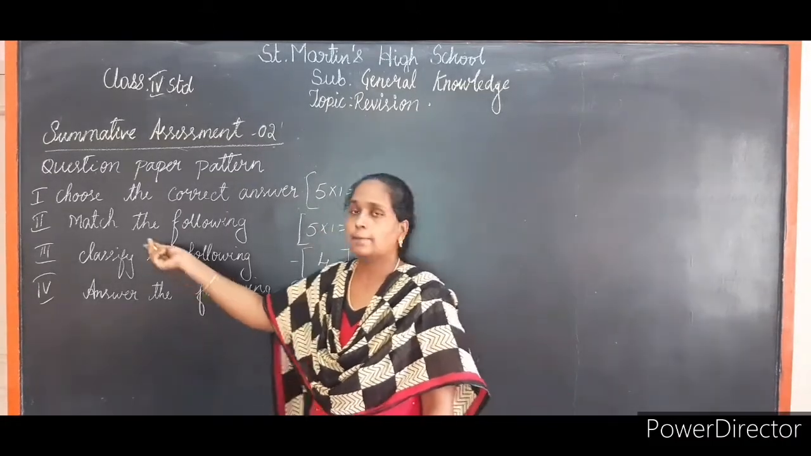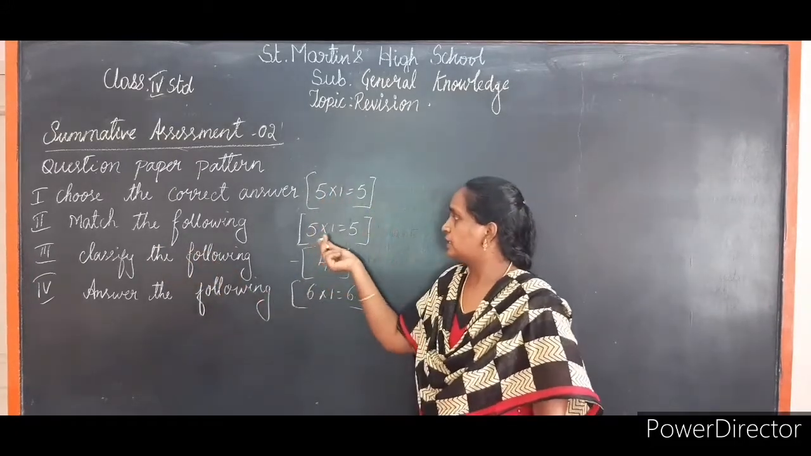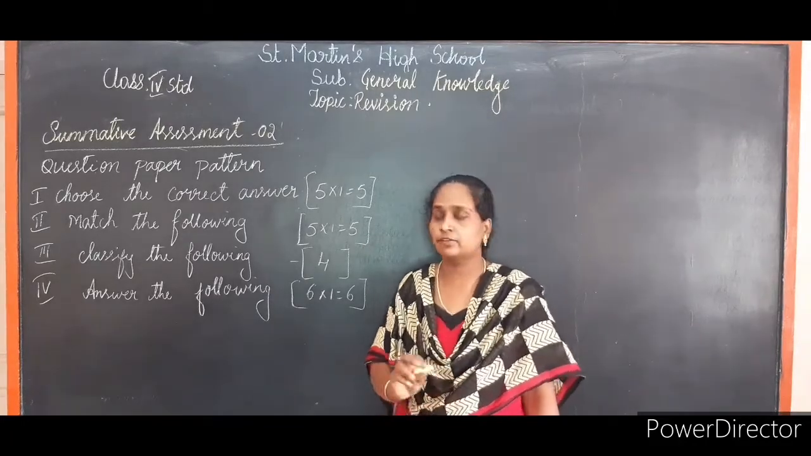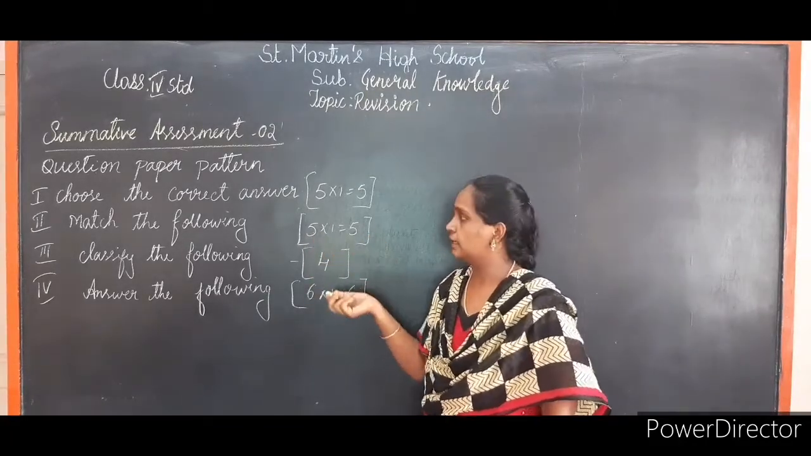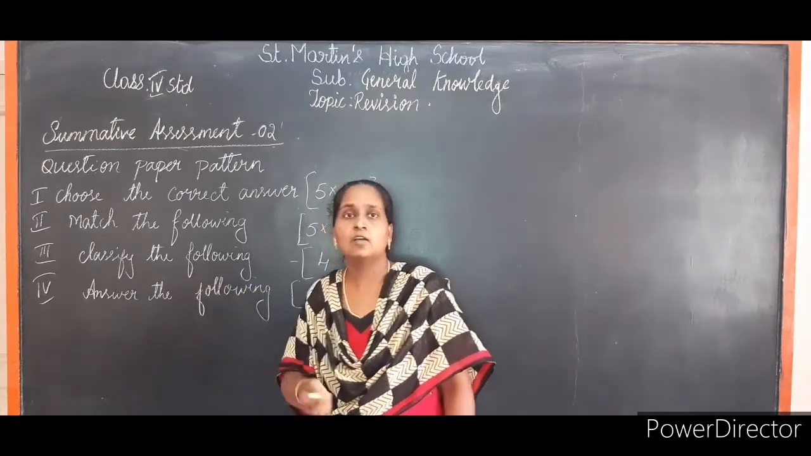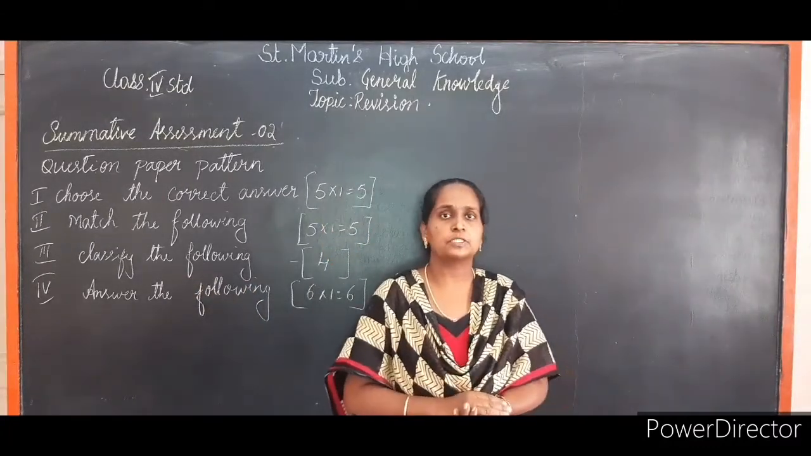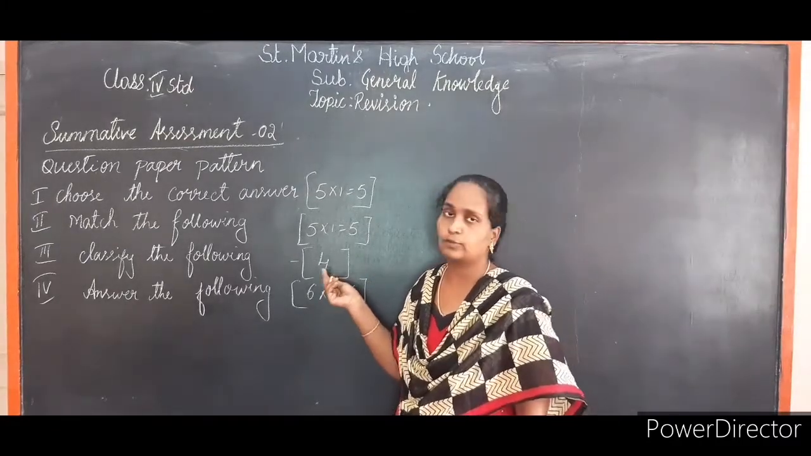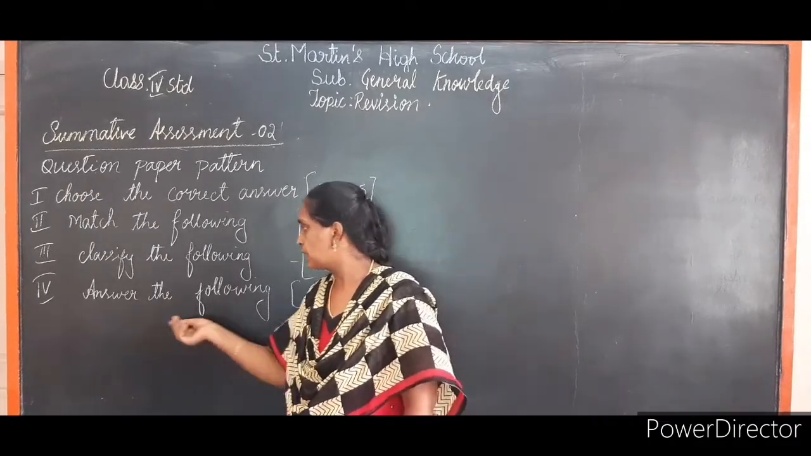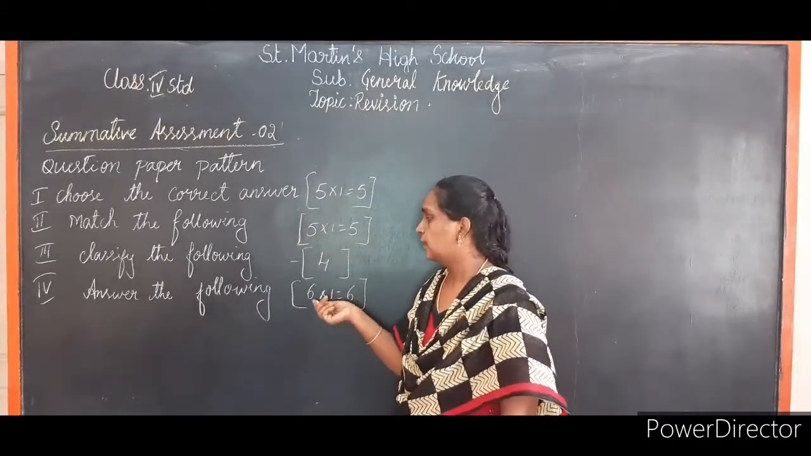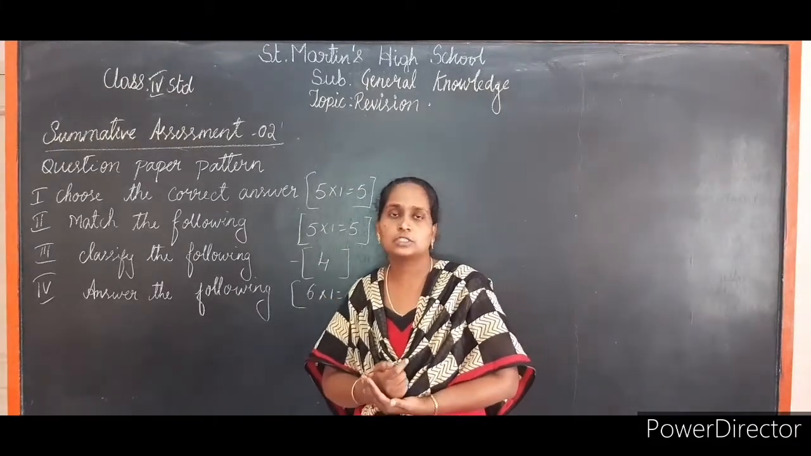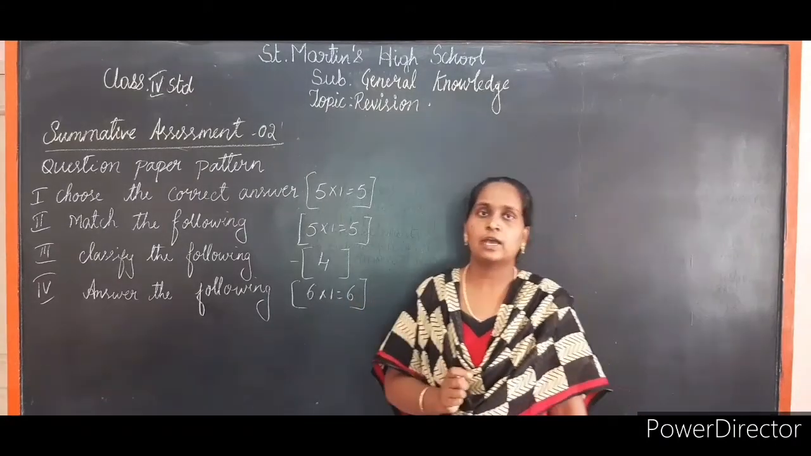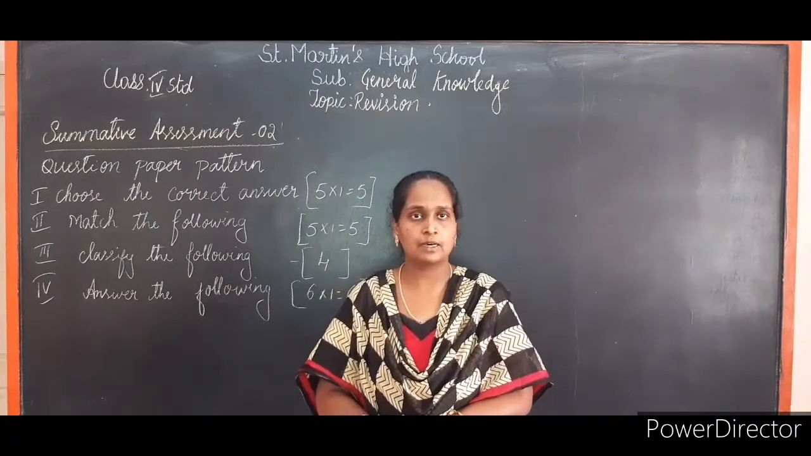And the second one, match the following. 5 into 1, 5. Each one carries 1 mark. And then classify the following. I give some animals, you must classify them into birds, insects, and reptiles. That will carry 4 marks. And fourth, answer the following. 6 questions are given. Each question carries 1 mark. 6 into 1, 6. Totally you have a paper for 40 marks.